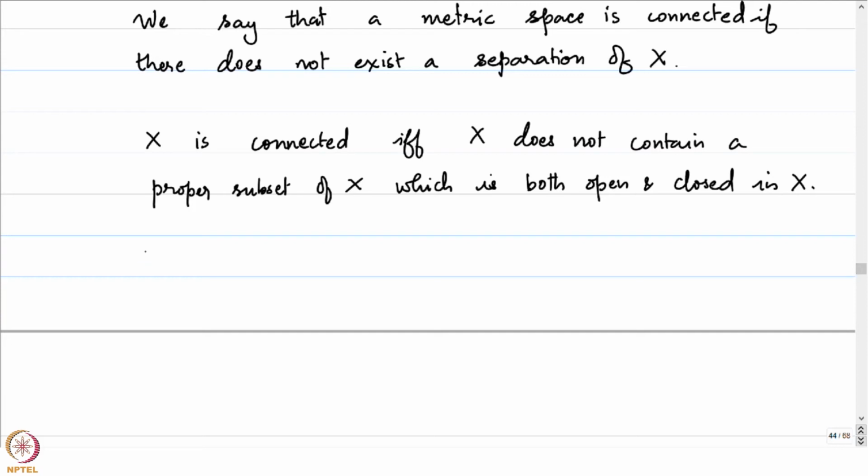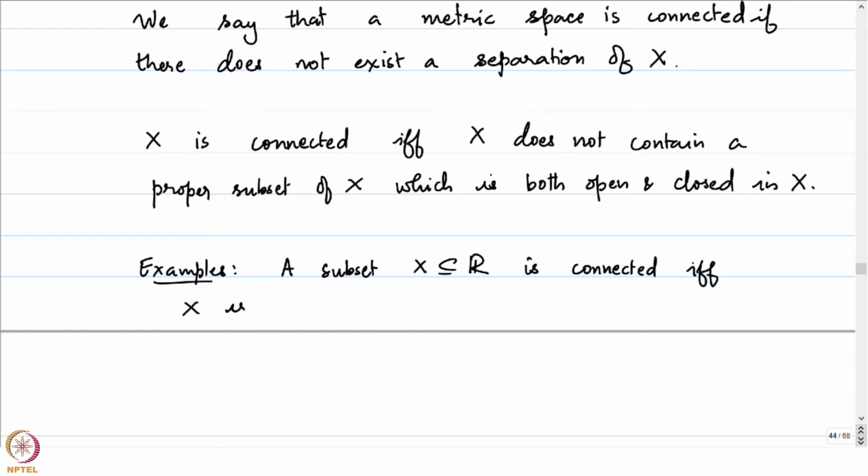Okay, so from your course on real analysis, you would have seen that the connected sets in the real line with respect to the standard metric are just intervals. So a subset X contained in R. I am again suppressing the metric, it's the standard metric. X is connected if and only if X is an interval.